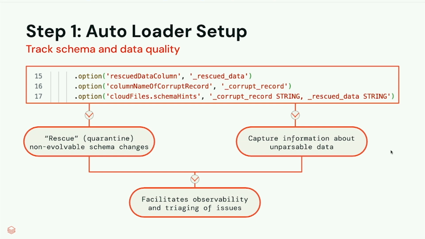The former stores any unparsable data into files in the specified path. And the latter stores that data into a column that's included as part of the output data frame. We recommend that you use the column name of corrupt record option to avoid some of the race conditions that are inherent in the bad records path, and that can lead to actual loss of some of the observability trail for the corrupted data.